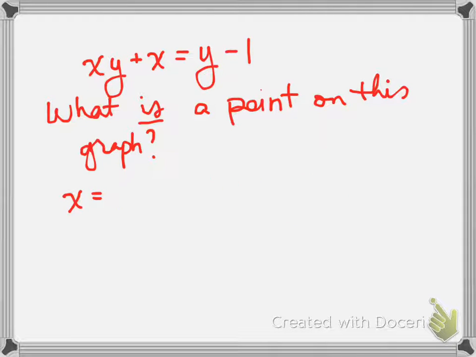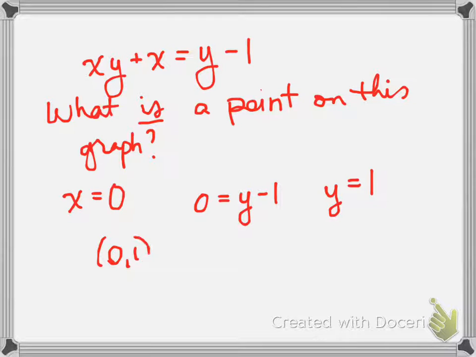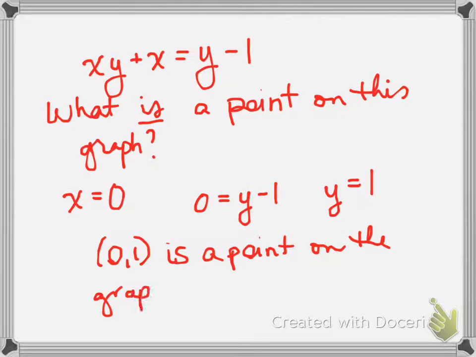So let's start over. Let's start with a different x. Why don't we start with x equals 0? If x is 0, then 0 equals y minus 1. Because what did I do? I substituted in 0 for x in both of these places. Okay, if 0 equals y minus 1, then y equals 1. That tells us that (0, 1) is a point on the graph of xy plus x equals y minus 1.